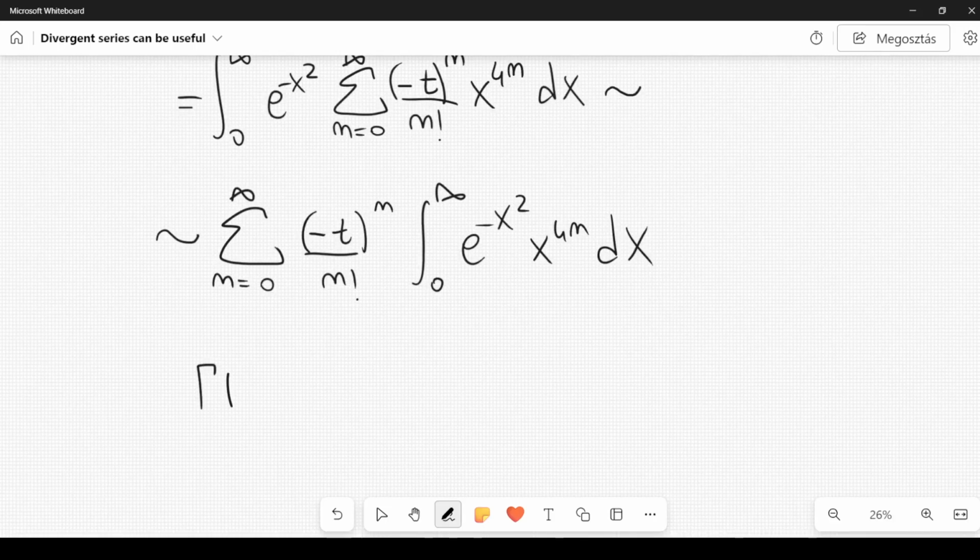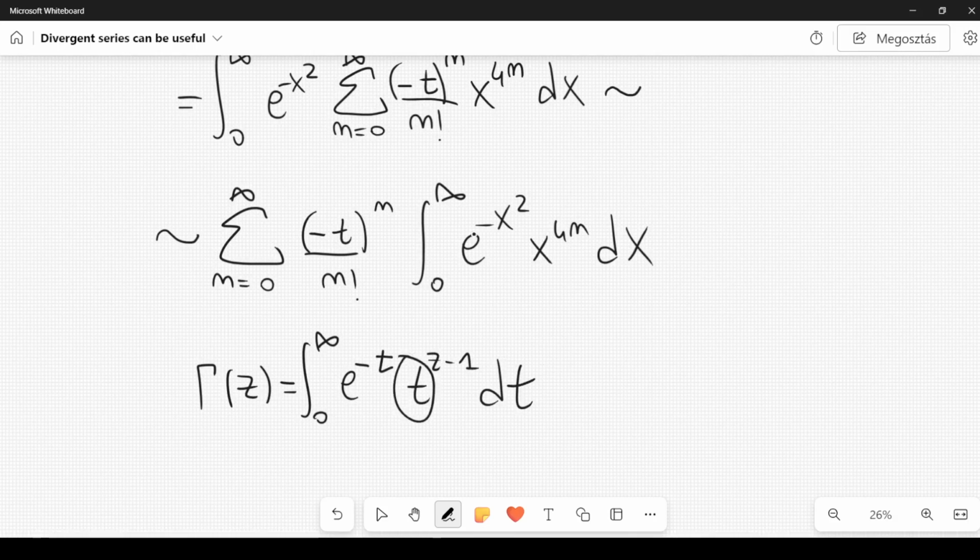In particular, the gamma function of a variable z can be written as an integral from 0 to infinity of e to the minus t, t to the power z minus 1 dt, where the variable of integration is t. So this t here is not the same as this t here. Anyway, this is an integral, and it holds for the real part of z greater than 0, otherwise you get a divergence there.